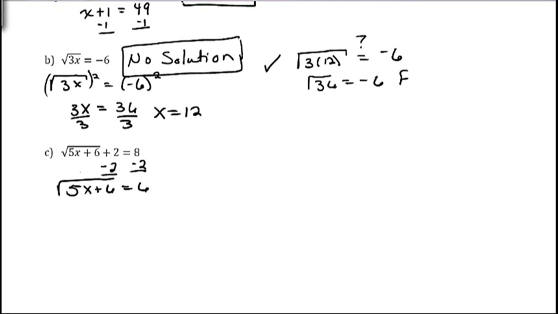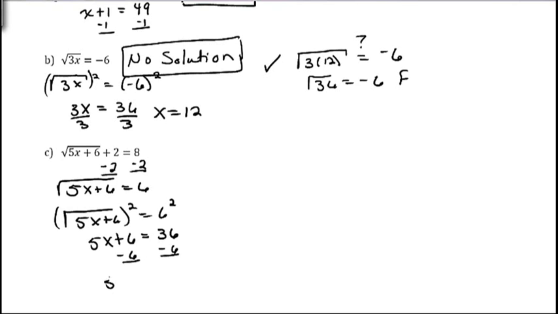And then we would square both sides at this point. And the square root and the square cancel each other out, so we get 5x plus 6 is equal to 6 squared, which is 36. And to finish solving, we subtract 6 from both sides. We get 5x is equal to 30. And then divide by 5. And that gives us x equals 6.